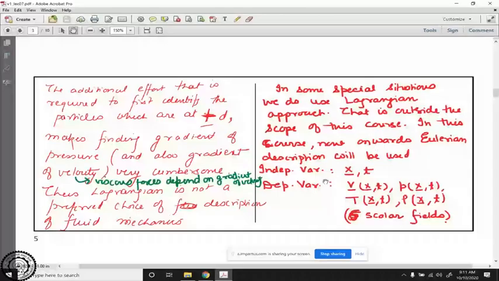And just to remind you, independent variables will be x and t, and dependent will be velocity, pressure, temperature, and rho, which makes this set 6 scalar fields, right? 3 velocity components and 3, you can call them thermodynamic variables. All right.